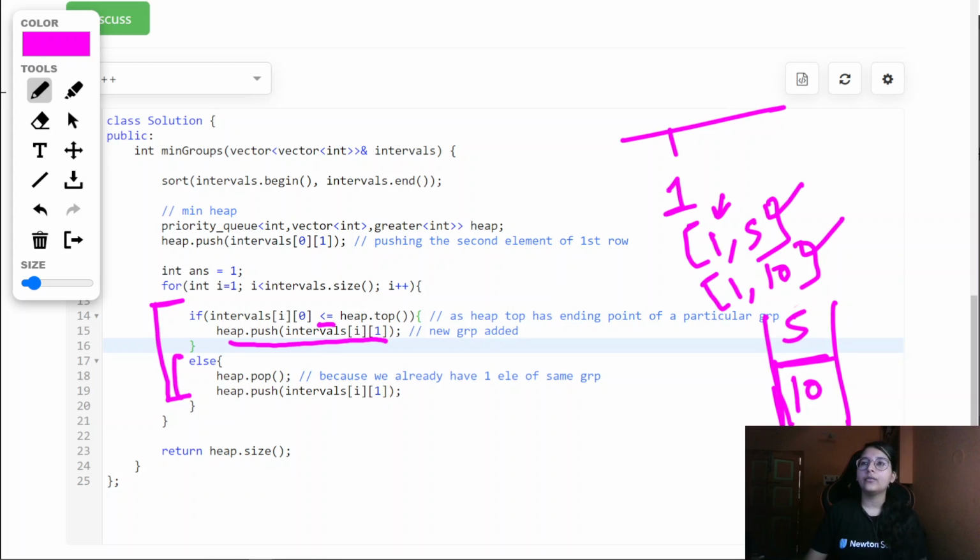Now in the else criteria it won't be going. Now let us check what the next element is. I guess it was 2, 3. As it is sorted, here it will come up with the 2, 3.